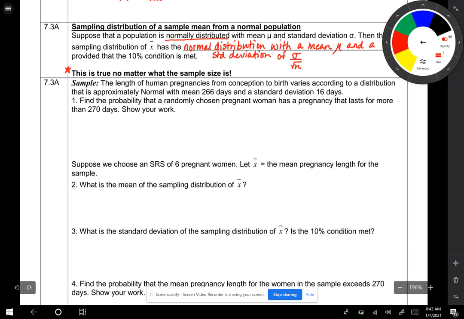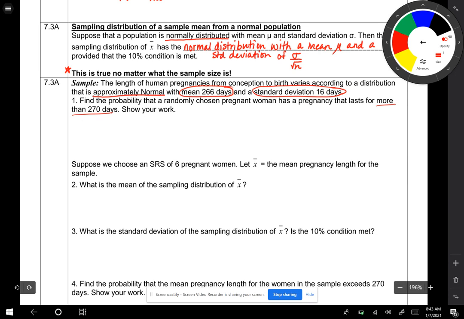The length of human pregnancies from conception to birth varies according to a distribution that is approximately normal, with a mean of 266 days and a standard deviation of 16 days. On number 1, find the probability that a randomly chosen pregnant woman has a pregnancy that lasts for more than 270 days.